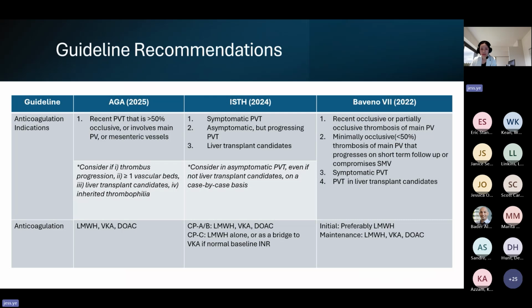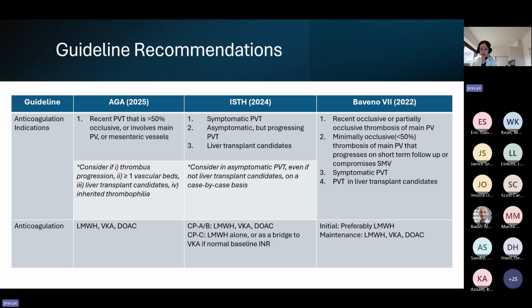So what does the guideline say? Here I included 3 guidelines, the AGA, ISTH, and Baveno 7. All guidelines recommend anticoagulation for recent portal vein thrombus that involves the main portal vein, or if there's evidence of progression of portal vein thrombus on short-term imaging without anticoagulation, or portal vein thrombus in potential liver transplant candidates. The guidelines have conflicting guidance in terms of asymptomatic or chronic portal vein thrombus.